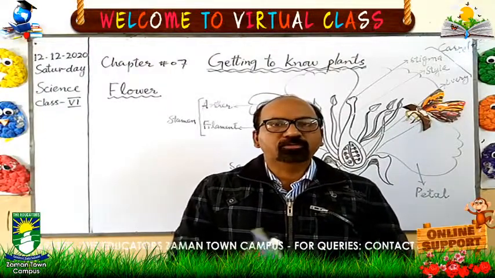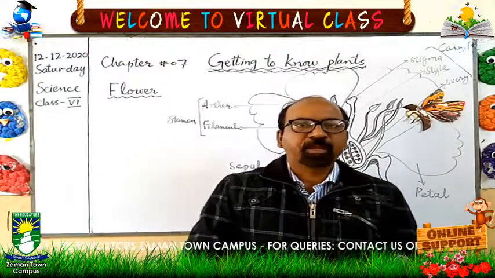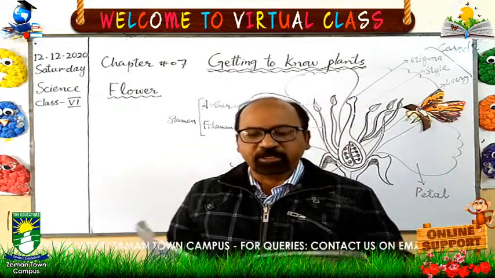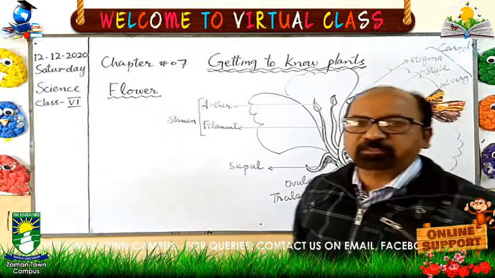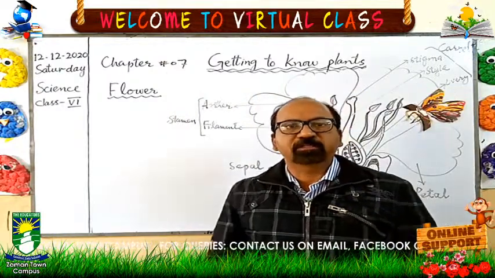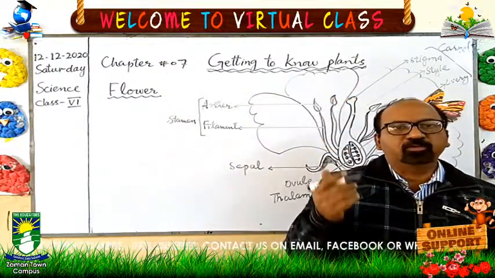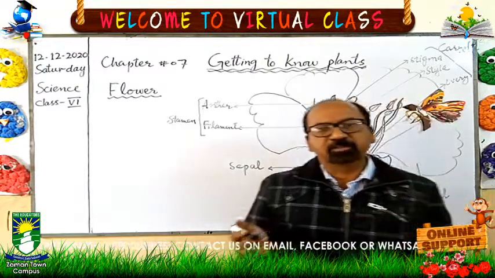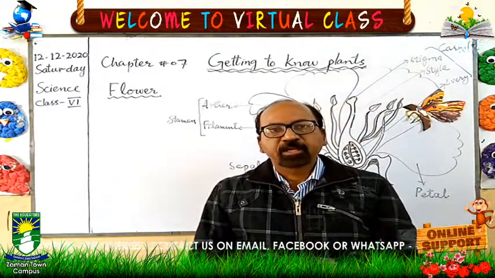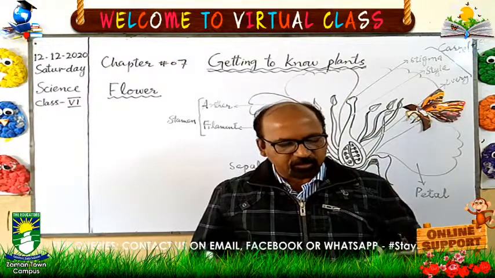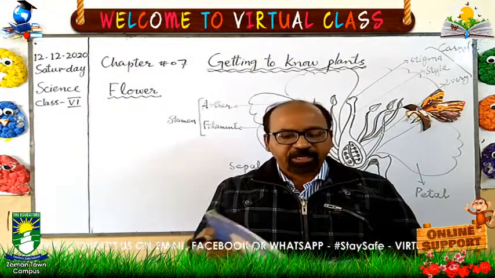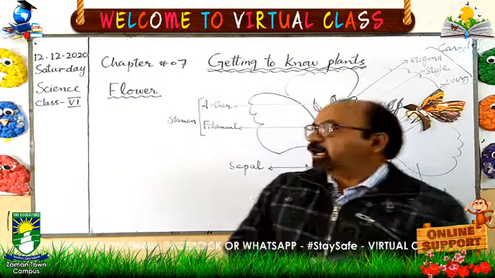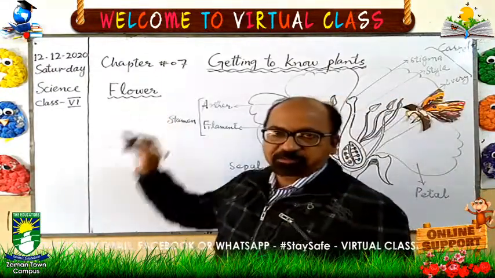Good morning to all students of class 6. As you know, we have started our topic, chapter number 7, Getting to Know Plants. We have discussed the plants, the roots, the stem, the leaves, the shoot system, the root system and their functions, and today our topic is the flower.